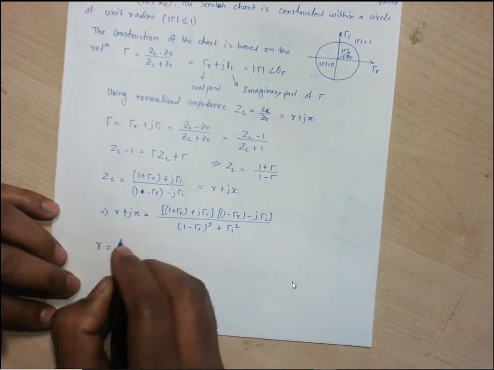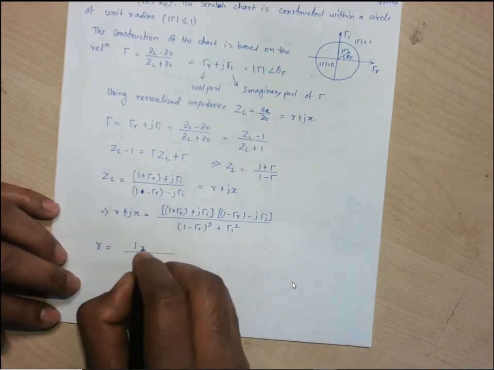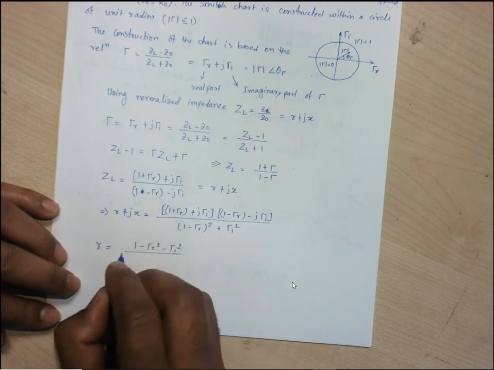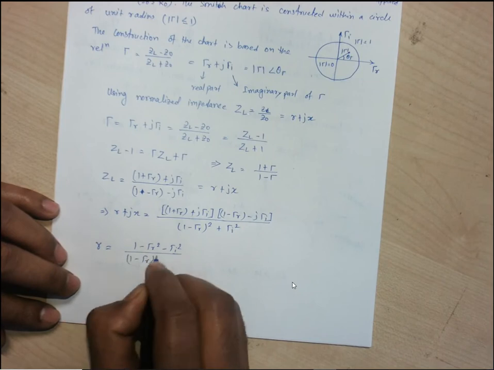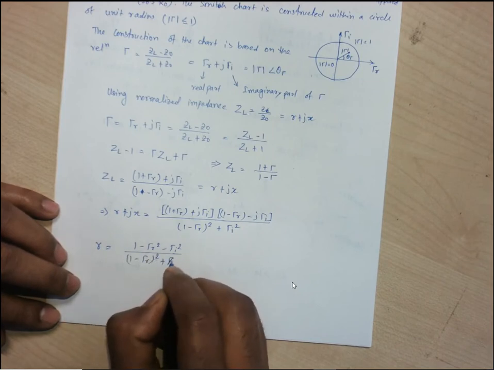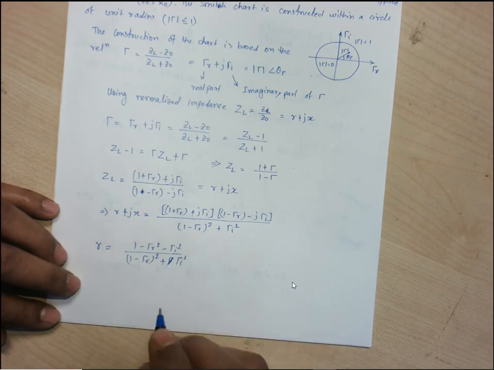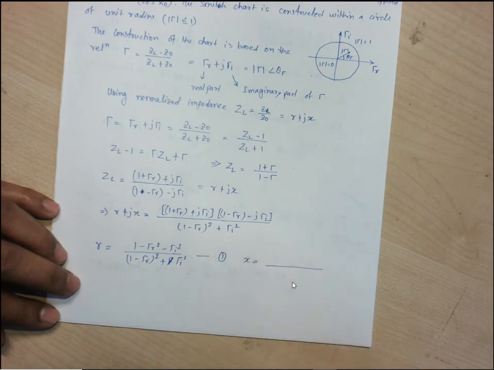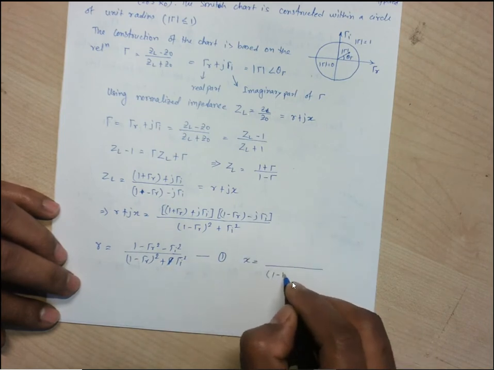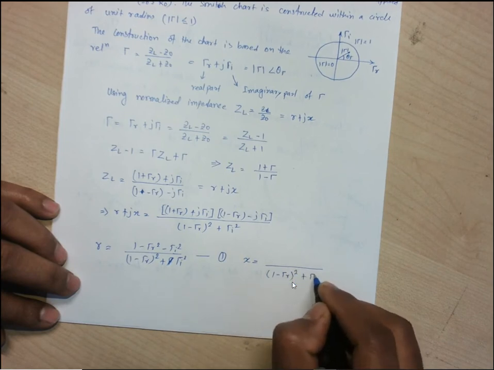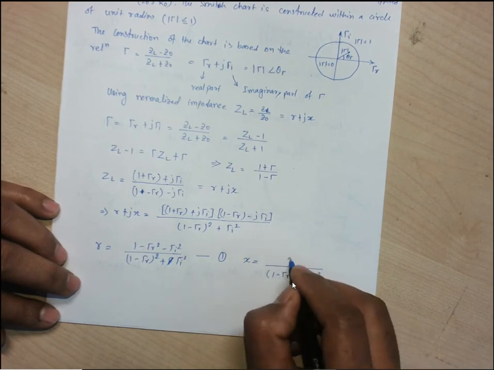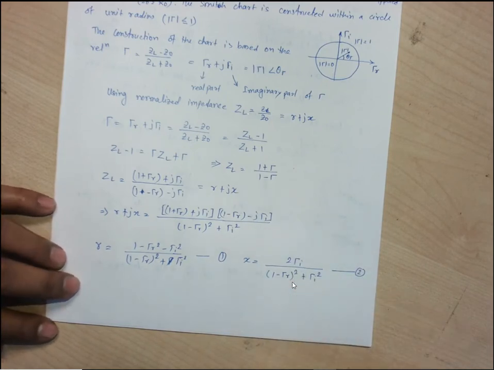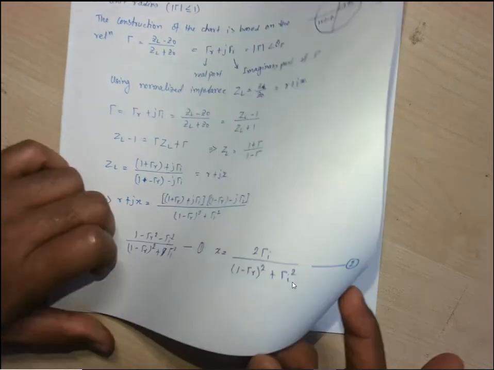So real value R is 1 minus gamma R square minus gamma I square, over 1 minus gamma R whole square plus gamma I square. That is equation number 1. And this x, this reactive part, is twice gamma I over 1 minus gamma R whole square plus gamma I square. Equation number 2. So let us first deal with equation number 1.